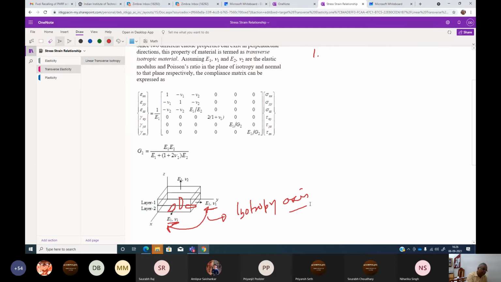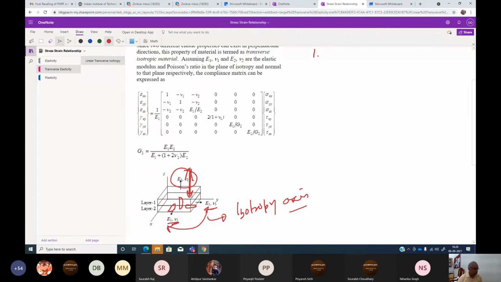We can still assume this is the isotropy axis. But in this direction, the properties will definitely be different. That's why we have said that in this direction it is E2 mu2, and in these two directions it is E1 mu1. So we are saying we have an isotropy plane.